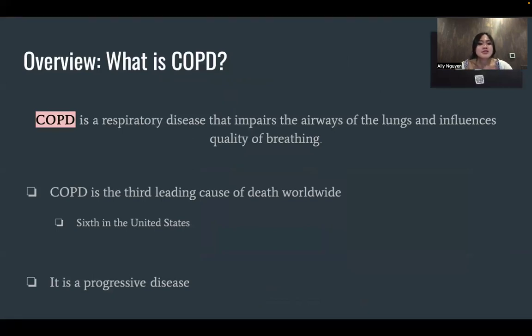As an introduction, COPD is a chronic respiratory disease that restricts airflow of the lungs and consequently influences the quality of breathing. There are various types of COPD that are characterized either by inflammation, excess mucus production, and/or damage to the alveoli, but I'll get to that later in my presentation. COPD is also a progressive disease, which means it only worsens over time without continuous and progressive treatment. COPD is also now the third leading cause of death worldwide and is the sixth leading cause of death in the United States.